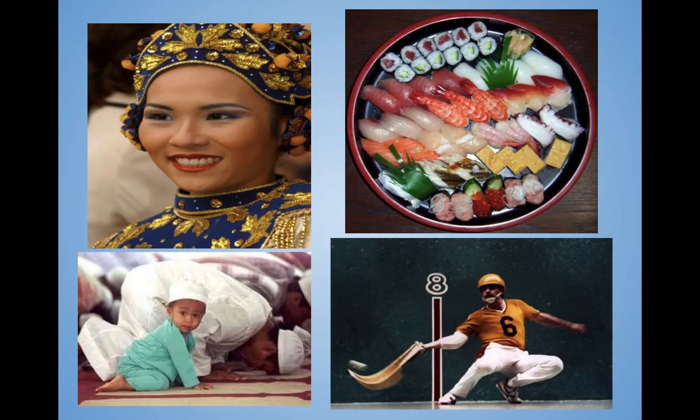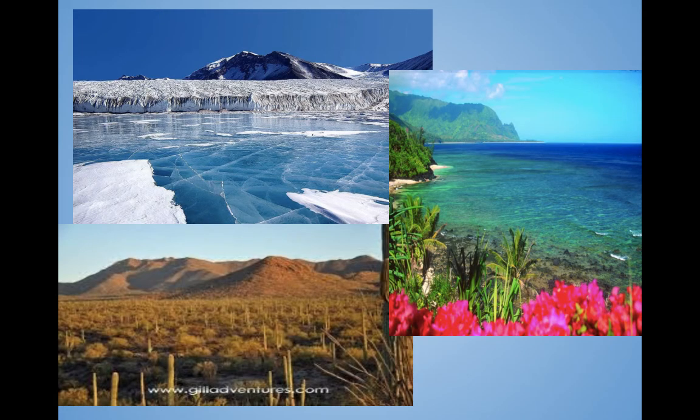What is it physically like in that place? This right here shows the human characteristics: clothing, food, religion, sports, different things. And this is what I'm talking about, the physical characteristics. What does it look like? What is the natural look of the place? What physical features are there?